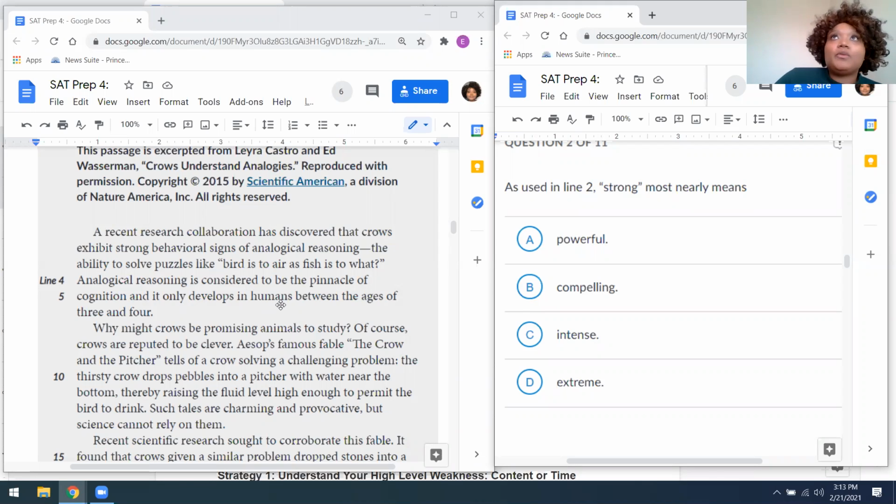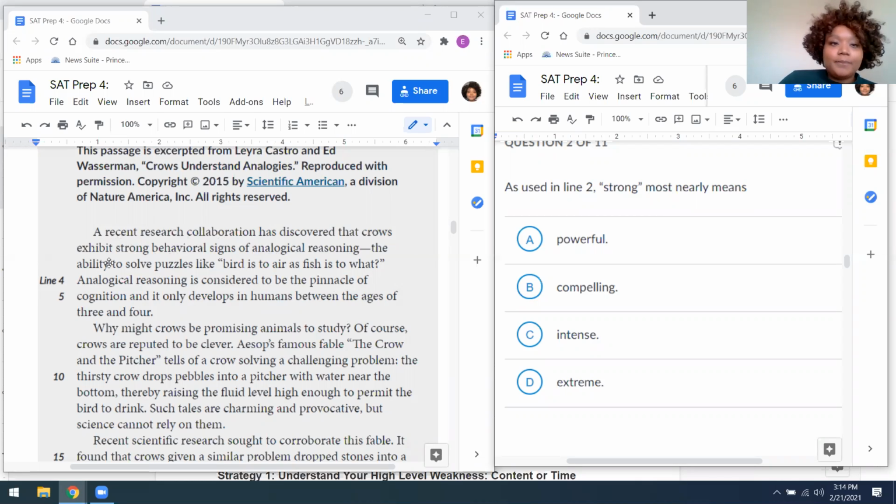which is normally not a word you would associate with the word strong. You wouldn't usually think of those two words as being synonymous. Synonymous means that they are synonyms. Synonyms means that they have the same meaning, just so that you know what I'm talking about. So you wouldn't normally think that those two words have the same meaning, but within this context, it's talking about a recent research collaboration. So we're talking about research, and we know we're talking about behavioral signs and crows and how smart they are with analogies.